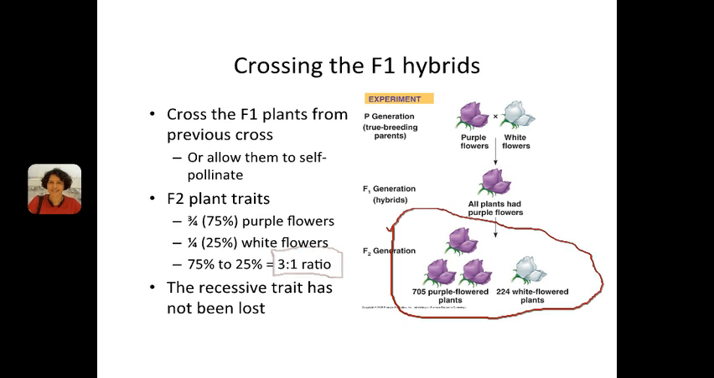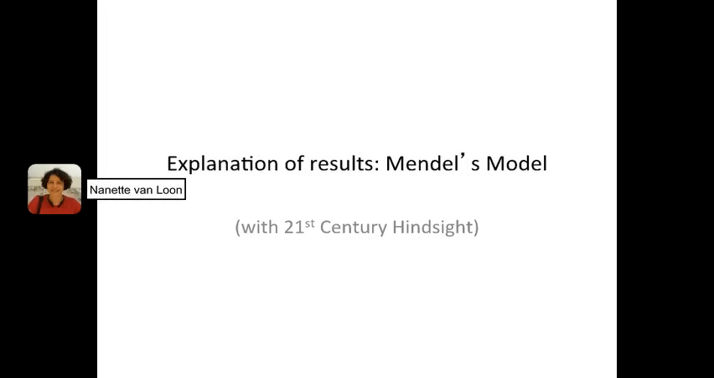And he found that this ratio was repeated. It wasn't only with the purple versus white, but if he did it with tall versus short, or inflated pods versus constricted pods, etc., that ratio would hold. Now we're going to look at Mendel's results, applying what we know about meiosis and about sexual reproduction to the ratios that Mendel obtained with his crosses.